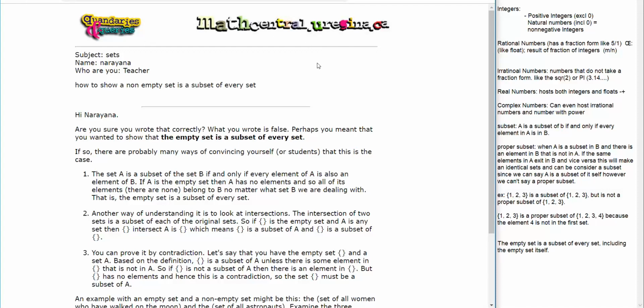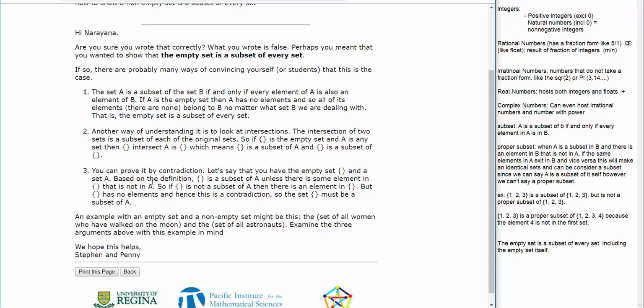A non-empty set might be this: the set of all women who have walked on the moon, and the set of all the astronauts. Examine the three arguments above with this example in mind. So we have no women who've walked on the moon.